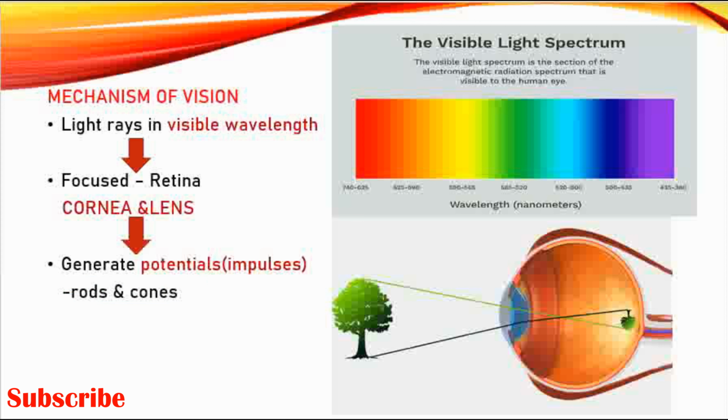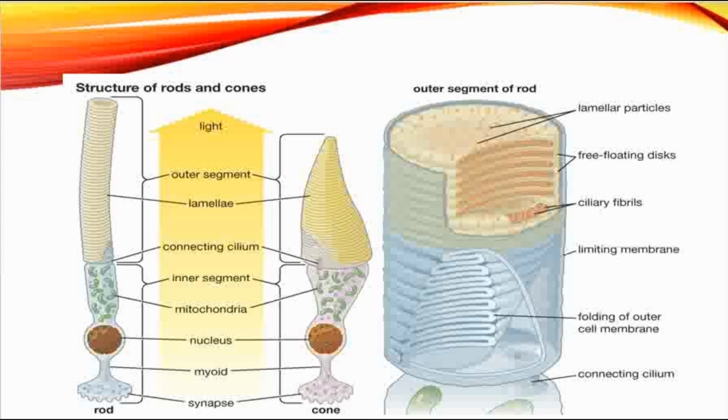When you study neurons you know what potential impulses are. Neurons generate the action potential or nerve impulse, which is an electric charge that travels along the membrane of a neuron. That is what you call a potential or an impulse. These cells are mainly responsible for the generation of the potential or the impulse. So these are the first three steps in the mechanism of vision. Next let's see the structure of the rods and cones.